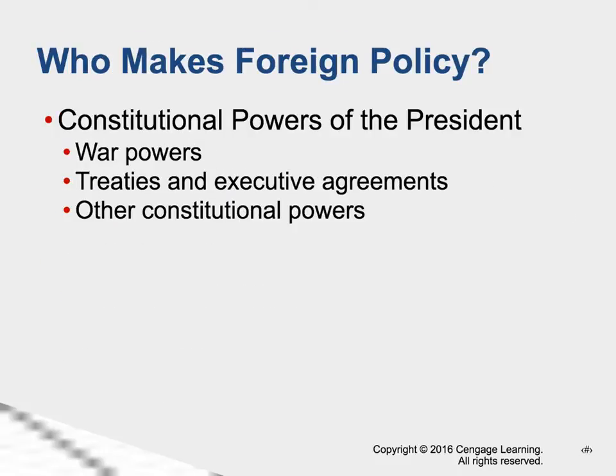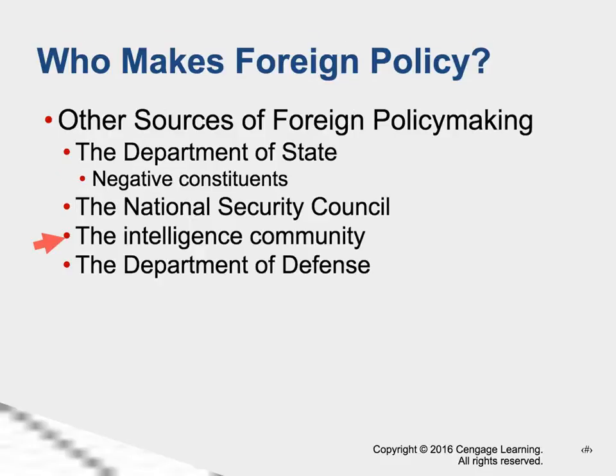Now let's turn to how foreign policy is made. The formal power of the President to make foreign policy derives from the U.S. Constitution, which designates the President as Commander-in-Chief of the Army and Navy. Presidents have interpreted this authority broadly. They also have the power to make treaties and executive agreements. In principle, the State Department is the executive agency with primary authority over foreign affairs. The National Security Council also plays a major role.